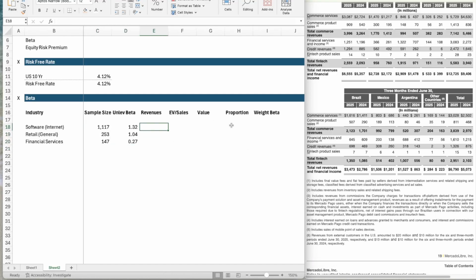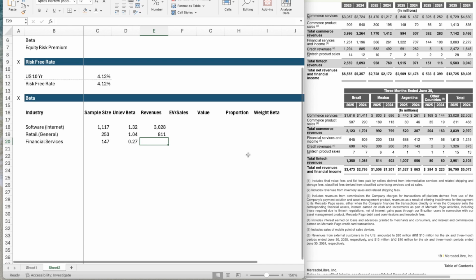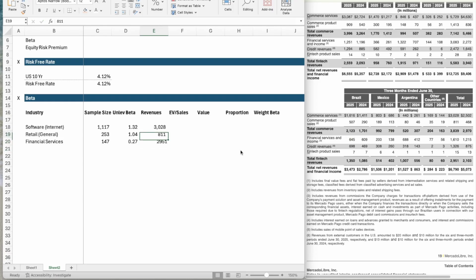Okay, now for revenues, so software internet is this one, 3028. Retail general 811. Then fintech 2951.